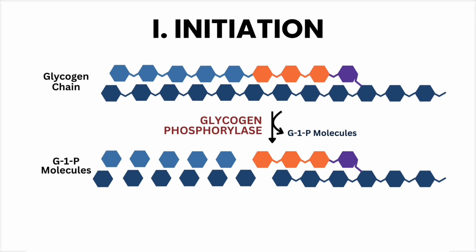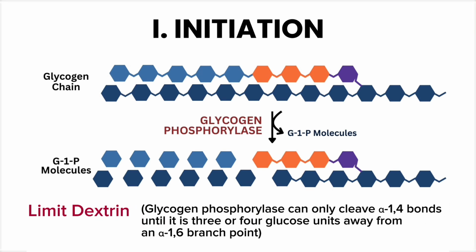Glycogen phosphorylase continues cleaving until it reaches a branching point known as the limit dextrin. A limit dextrin is where glycogen phosphorylase can only cleave alpha-1,4 bonds until it is 3 or 4 glucose units away from an alpha-1,6 branch point.